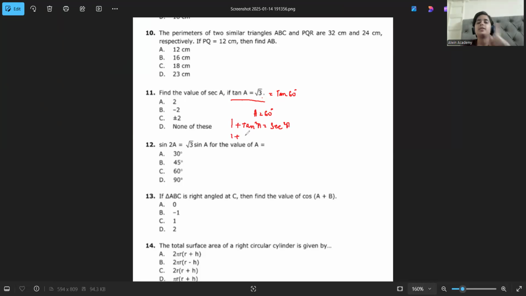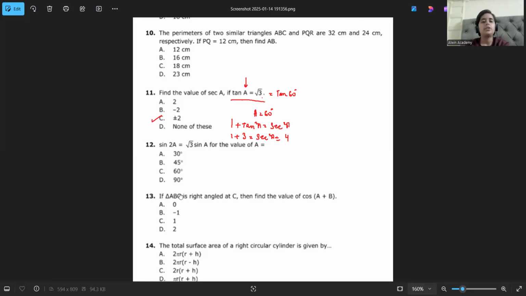So root 3 square is 3, 1 plus 3 and we get sec square A. So it means nothing but sec square A is equal to 4. So when we take the square root of this, we get sec A is equal to plus minus root 2. So we did not even need the value of A. But yeah, when we are given tan A is equal to root 3, the first thing that should click us is that the angle theta is 60 degrees.